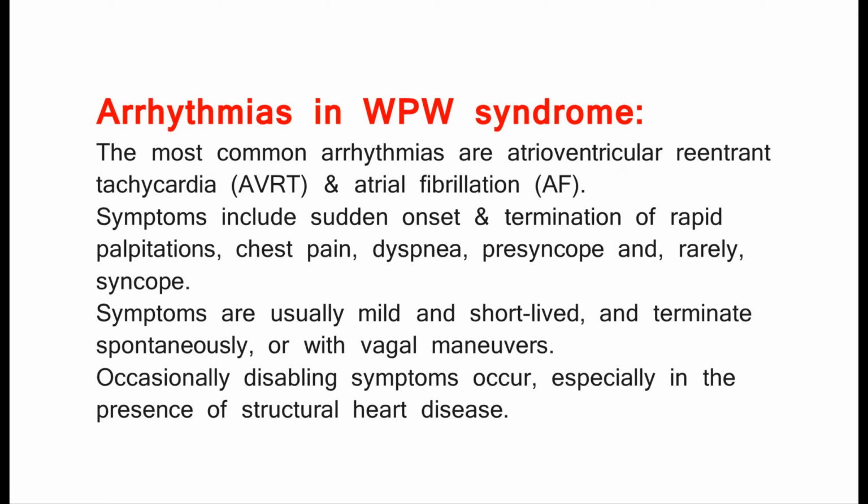Arrhythmias in WPW syndrome. The most common arrhythmias are atrioventricular reentrant tachycardia, AVRT, and atrial fibrillation, AF. Symptoms include sudden onset and termination of rapid palpitations, chest pain, dyspnea, pre-syncope and, rarely, syncope. Symptoms are usually mild and short-lived, and terminate spontaneously, or with vagal maneuvers. Occasionally disabling symptoms occur, especially in the presence of structural heart disease.